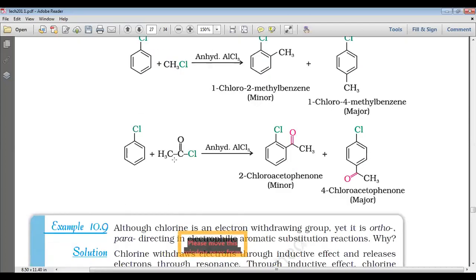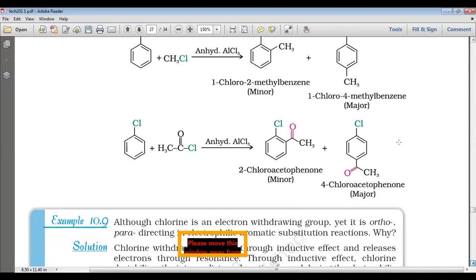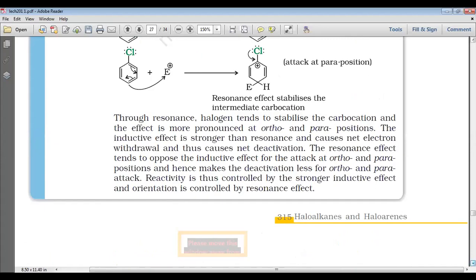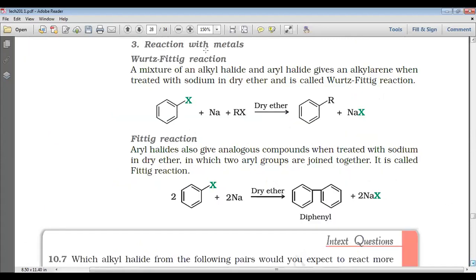In the same way, when we do the Friedel-Crafts acylation, 2-chloroacetophenone is produced and 4-chloroacetophenone is produced. 4-chloroacetophenone is the major product, my dear students, because 4-chloroacetophenone has no steric hindrance, but 2-chloroacetophenone has steric hindrance. Now, my dear students, we have one more thing to understand, that is the reaction of aryl halide with metal.